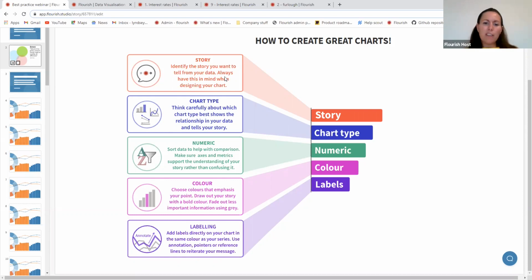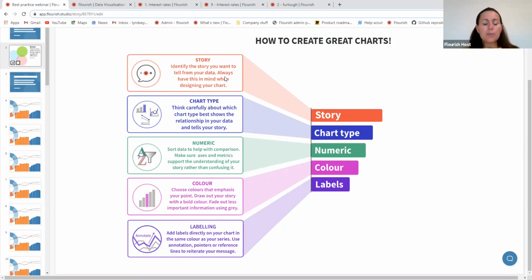Just to walk you through these 5 principles, the first one is one of the most important ones, which is your story. Identifying what you want the reader to take away from your chart is the most important thing to do at the beginning. I find lots of people forget to do this, and it causes you problems all the way through the design process, because if you're not clear about what you want to say, it's very hard to make good design decisions on conveying that message clearly and easily for someone else to understand. So story is one of the most important things to think about first.